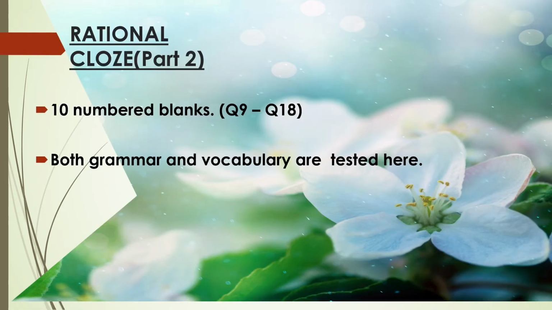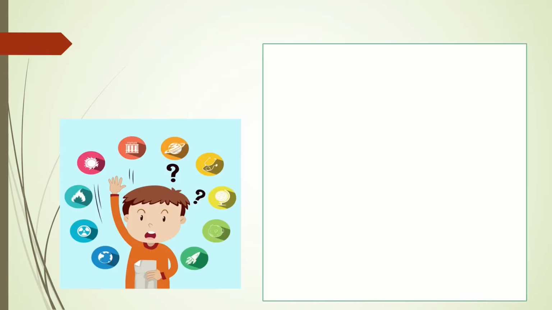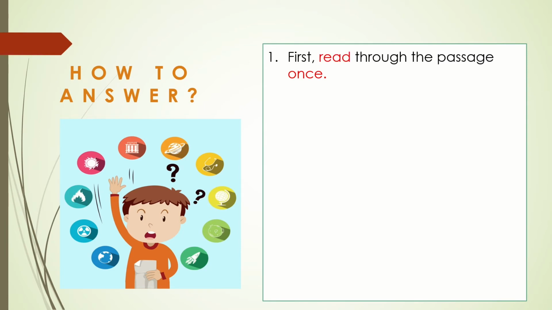Okay, now we have come to rational clause in part 2. We have 10 numbered blanks, question 9 until 18. Both grammar and vocabulary are tested here. Okay, how to answer this?